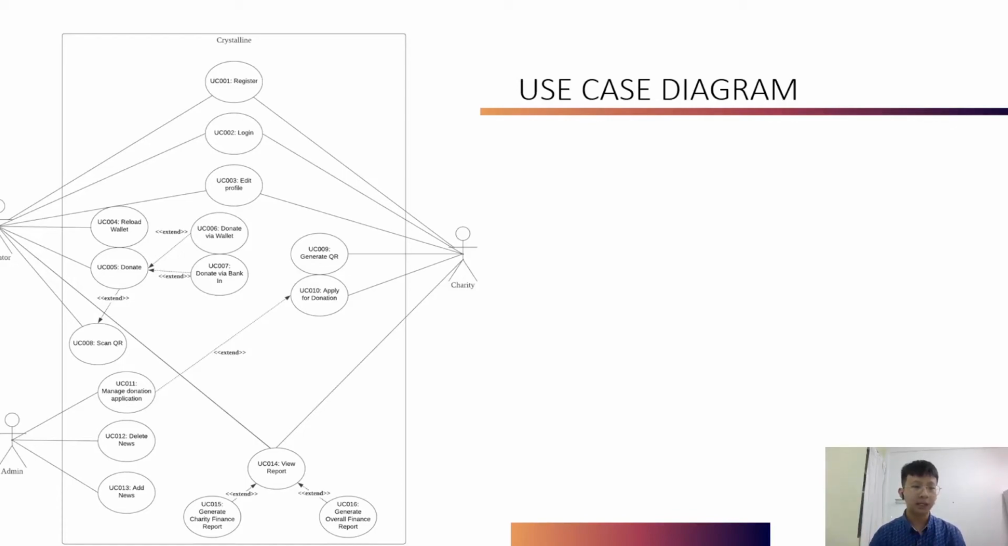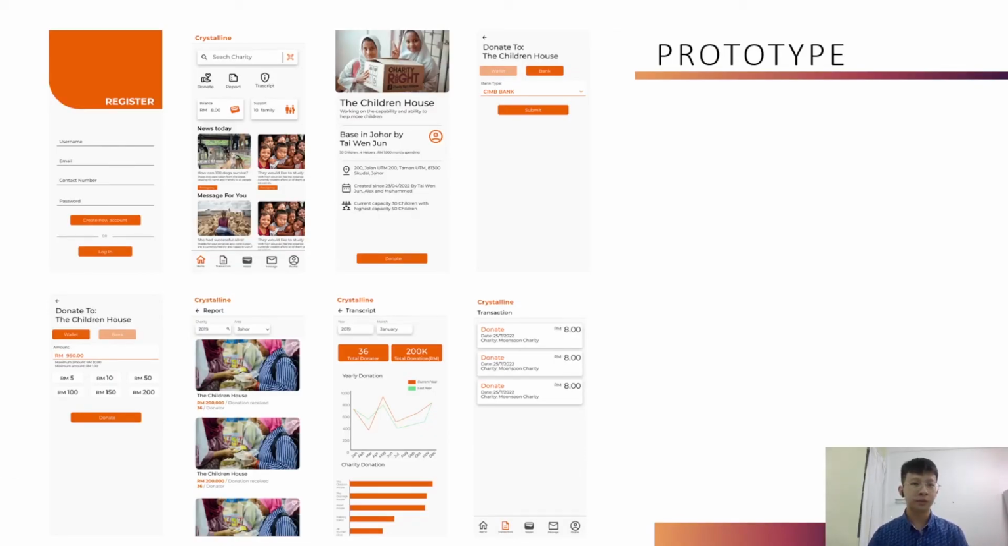For the admin side, it can manage donation applications, just to ensure that every charity that applies for donation is legitimate. There are no scams, and no crime by applying for donation and taking the money for self-usage. And then both the donator and charity can view the charity finance report and the overall finance report of the application, which includes how much money the application receives per day, per month, per year, and which charity gets the most.